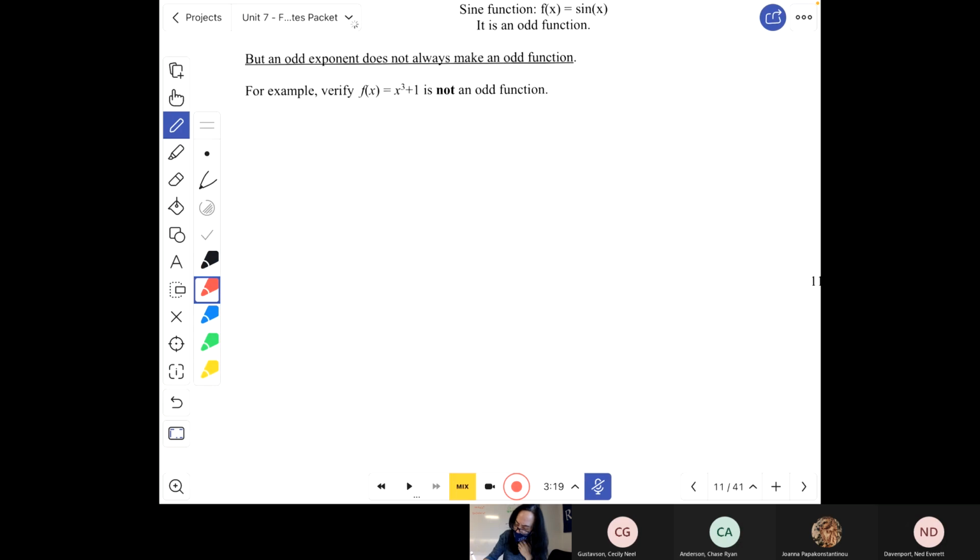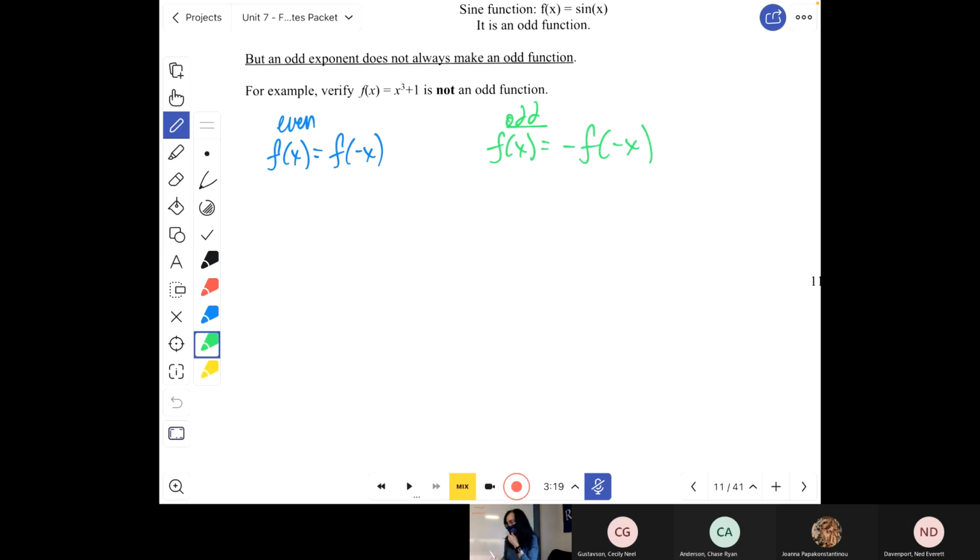If I wanted to show that it was even, I would have to show f of x equals f of negative x. If I wanted to show that it was odd, I'd have to show f of x equals negative f of negative x. Or it could be neither, if neither of those two are satisfied. Because remember, you don't have to be even or odd.